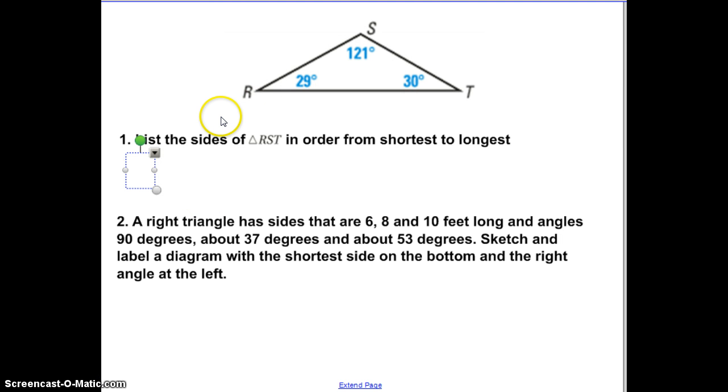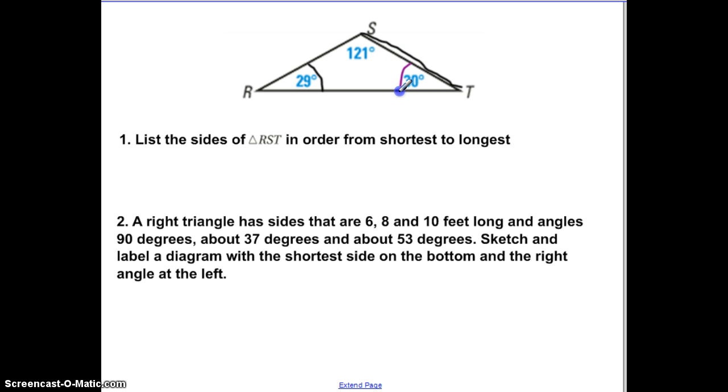Alright, next we want to look at listing the sides of triangle RST in order from shortest to longest. If we look at these angle measures, they tell us something about the length of our sides. So angle R is the smallest angle measure of 29 degrees. Therefore, this side ST is going to be our smallest side.